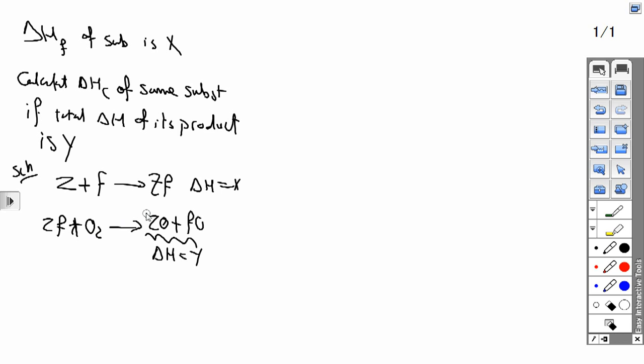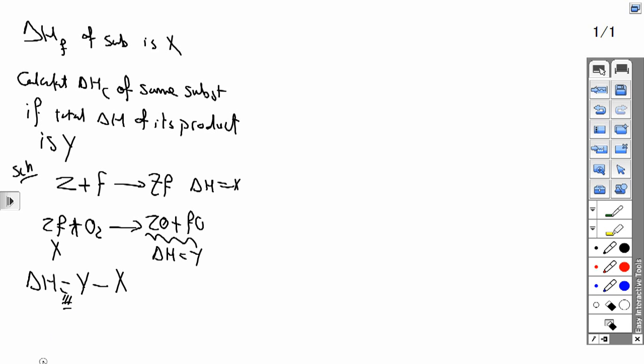So delta H for ZF is X, right? And delta H for the product is Y. How do we calculate the delta H for the combustion, I mean the delta H for this reaction? So delta H of the product minus the reactant. Combustion means reaction with oxygen. What is the enthalpy of oxygen? This is not given. The enthalpy of oxygen equals 0. So X plus 0. So the delta H of combustion in this case is Y minus X. Okay?